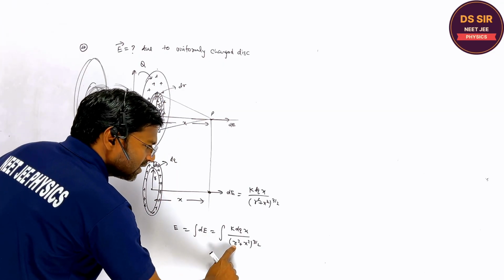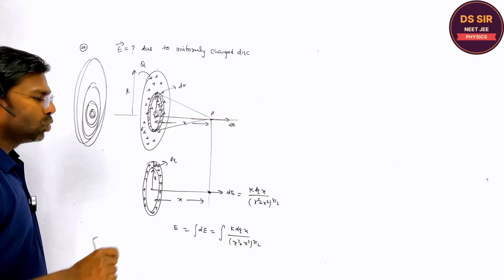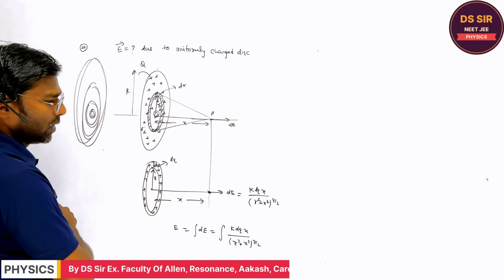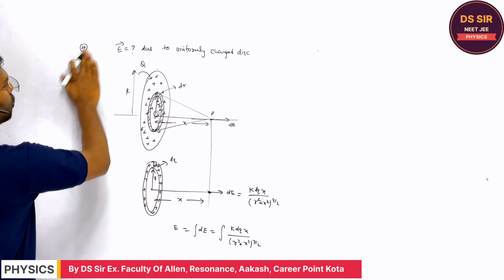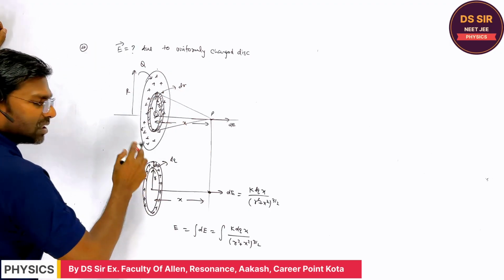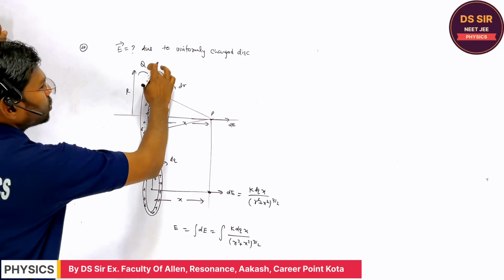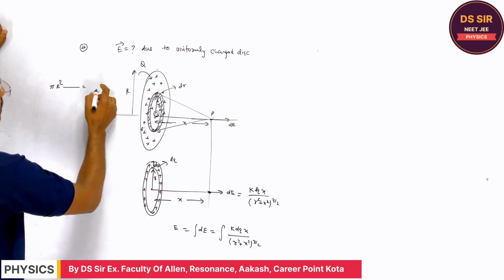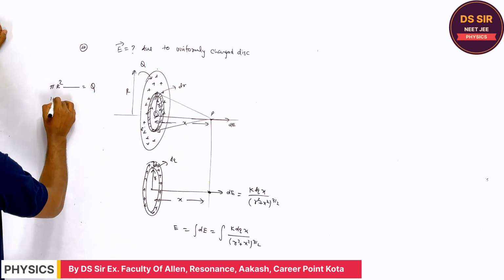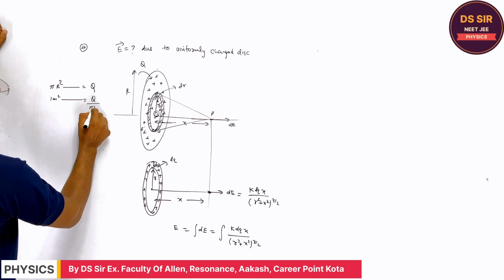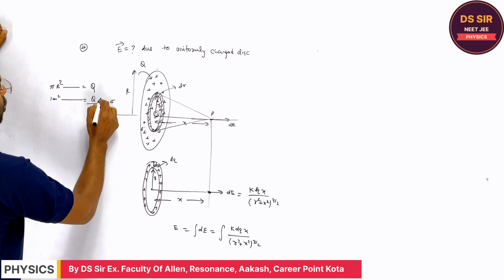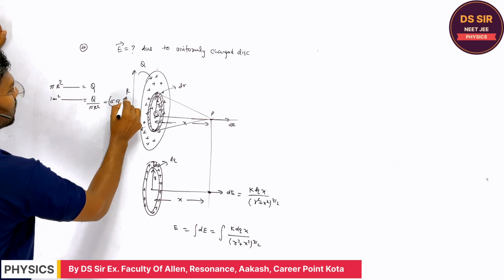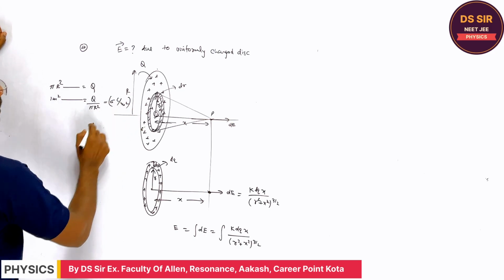So here the small r is the variable and this dq is the variable. So you have to write dq in terms of q and r. How would you write? We will use the unitary method. If the charge is distributed over an area, what is the total area? Say pi r square. On pi r square, what is the charge? Say q. So for 1 meter square, what is the charge? Q upon pi r square. This is nothing but coulomb per meter square, and this is the surface charge density, also called sigma coulomb per meter square.